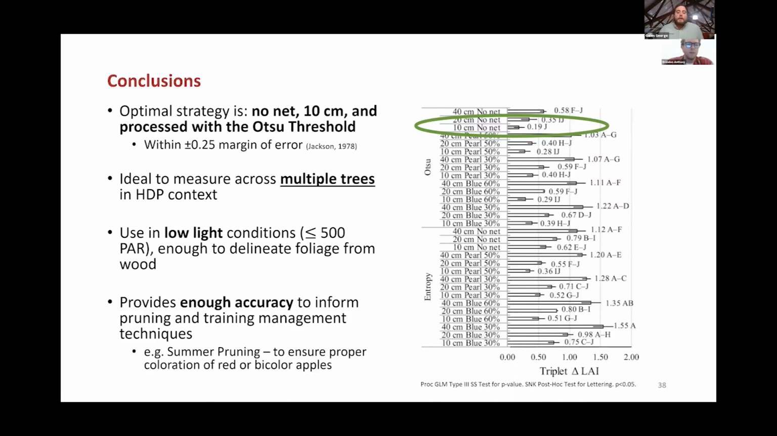And so lastly, our conclusion here is that it provides enough accuracy to be able to inform management techniques. For example, if we were to estimate our canopy and see that the leaf area index is too high, then we can say, okay, let's go out and do some summer pruning, reduce that canopy so we can make sure that we're having optimal light interception on our fruit so we can have high fruit quality and better coloration.